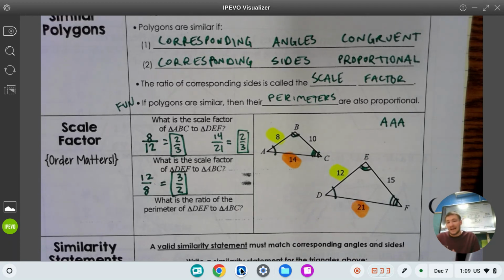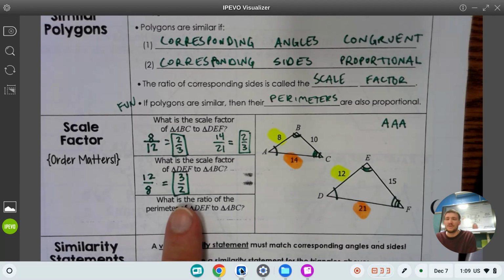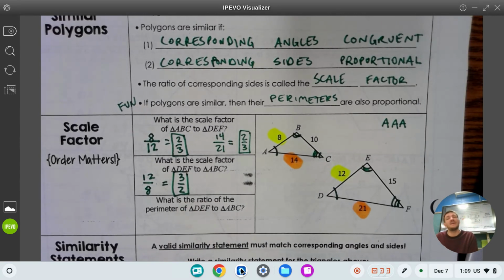So if you have a bigger triangle listed first, your number should be above 1 because it should be larger. If you have a smaller triangle listed first, your fraction is going to be less than 1 because it's going to be a little smaller.